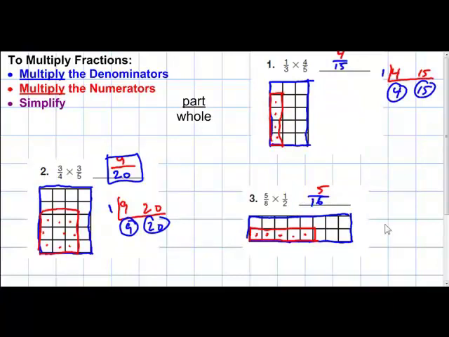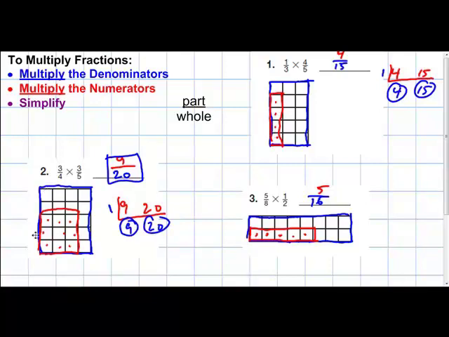Let's take a look and see if our answers make any sense. Remember, all fractions are a relationship of part to whole. We have a whole rectangle here of 15 squares. 3 times 5 equals 15. Part of that rectangle is colored in red. So 4 squares out of 15 squares are red.